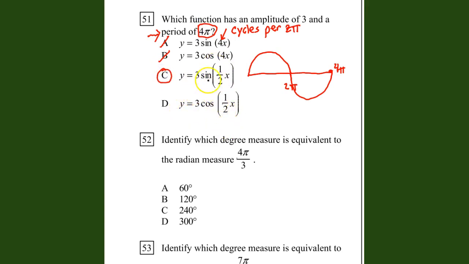Technically, D, just because it's cosine, doesn't make it any different. It would just look like this. So really, C or D would both give you one full cycle and 4 pi. So you can have either one.